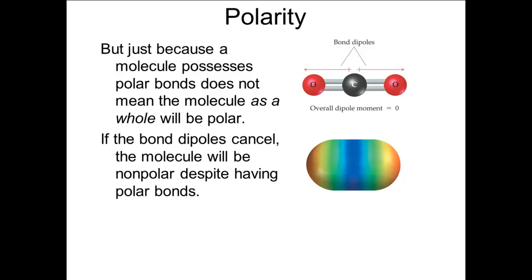It is possible for the bond dipoles to cancel out if the geometry of the vectors is just right. If the bond dipoles cancel, the molecule will be nonpolar despite having polar bonds. One example of this is the molecule CO2, whose bond dipoles are exactly the same size but in opposite directions.